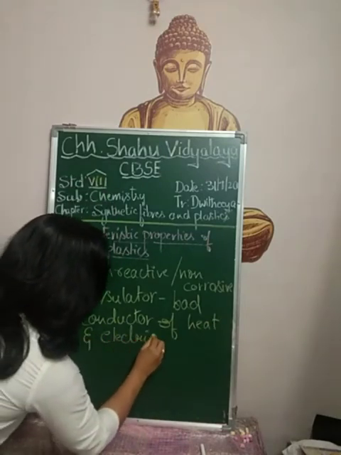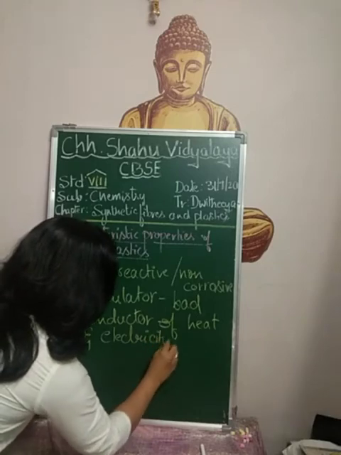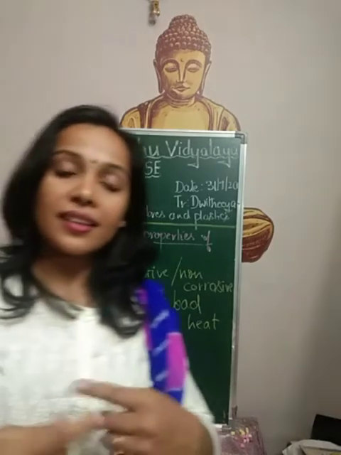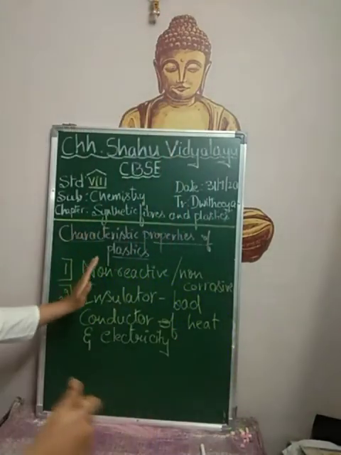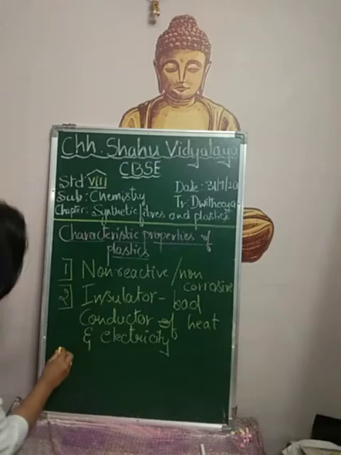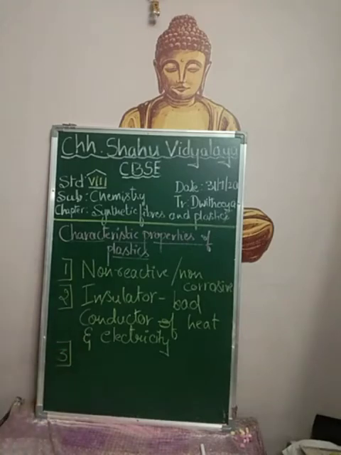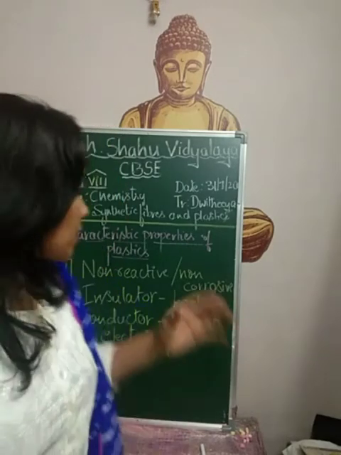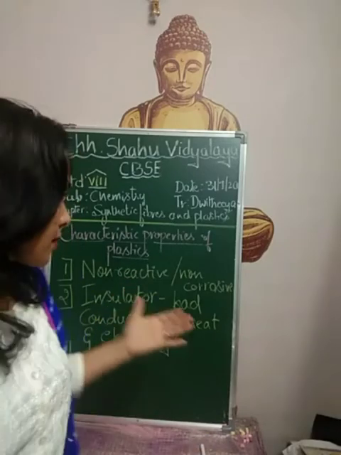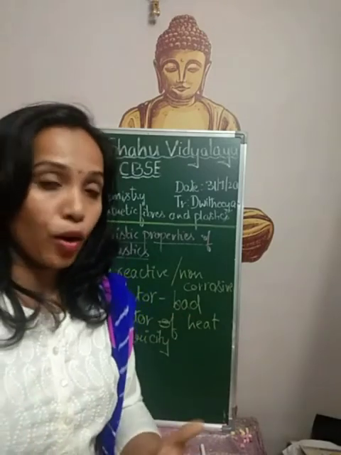Therefore, it is used in covering the electric wires and making the switchboards, right? So, this becomes the second property because of which plastic is used in electric switches and wires. The questions related to this would be, that also I am answering along with the characteristics.